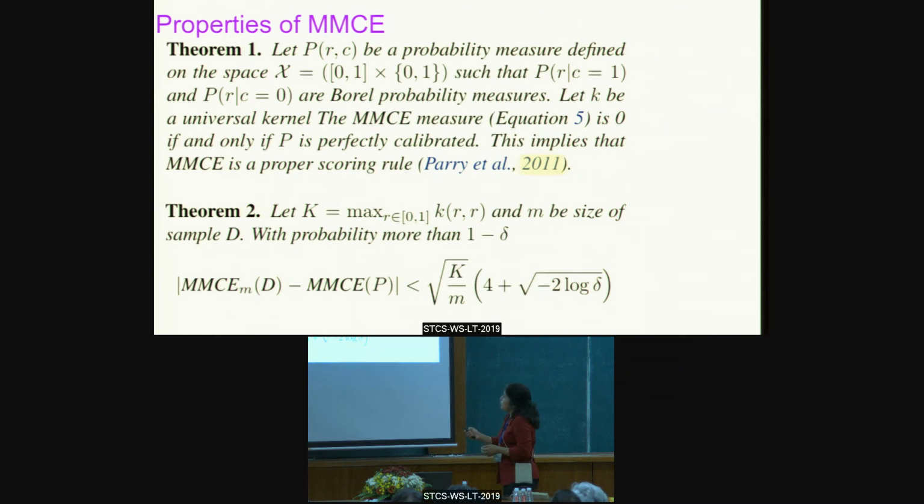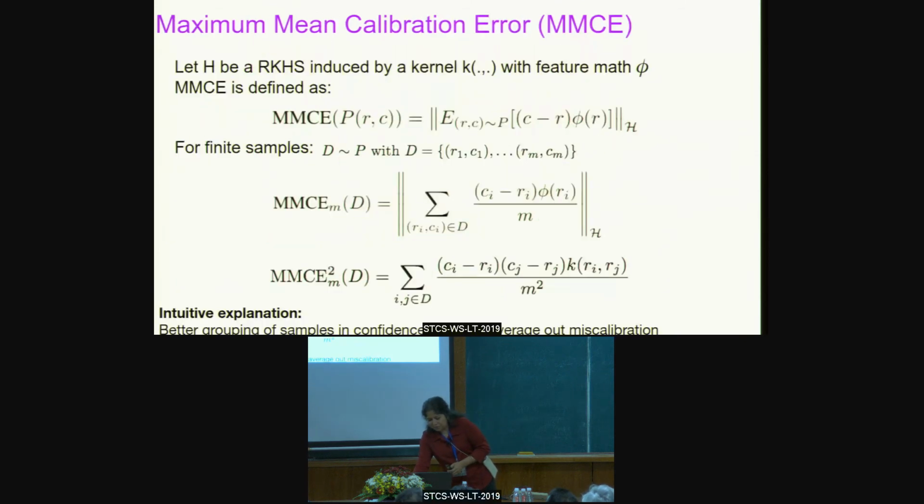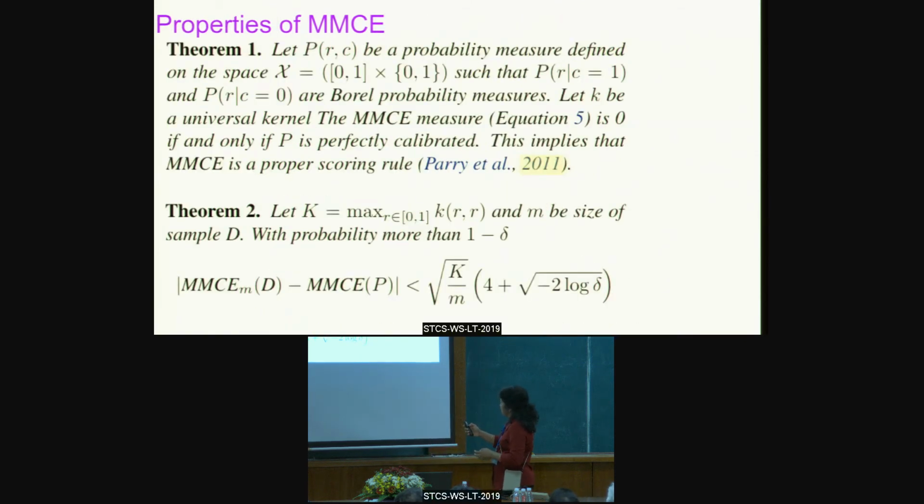And here are some properties of this measure. We have proved in the paper that if the two distributions, like the distribution of the confidence values of the incorrect and correct examples, are Borel probability measures, and if K is a universal kernel, then the MMCE measure that I just described is 0 if and only if the distribution is perfectly calibrated. This means that what we have defined, this MMCE, is a proper scoring rule. And we also show that it enjoys a decent convergence rate over finite samples.